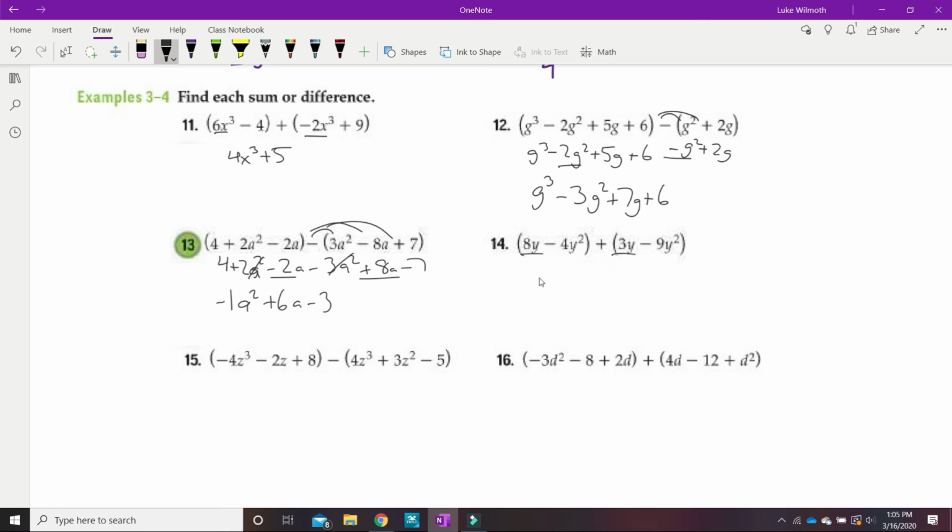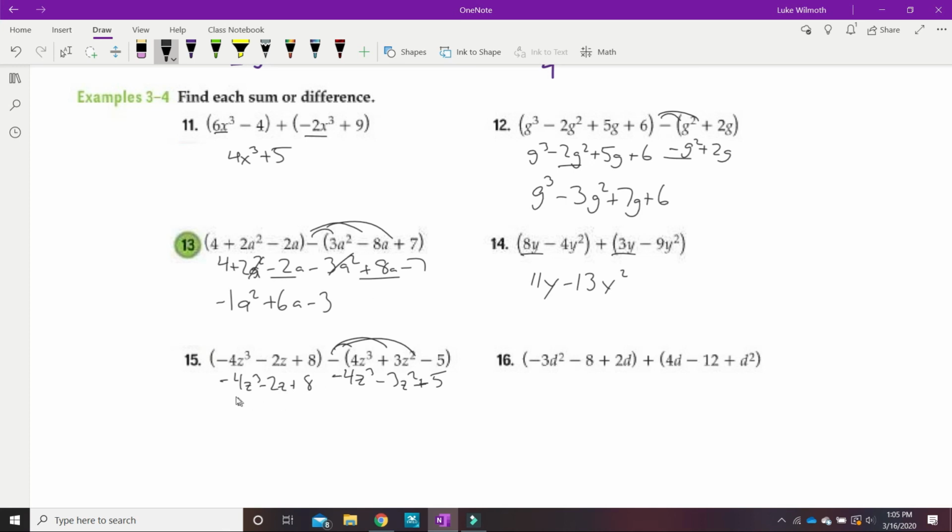This is a plus, so I don't have to rewrite it. 8y combines with a 3y, I get 11y. Negative 4 minus 9 is going to be negative 13y squared. This one is negative, so I have to change all the signs. Negative 4z cubed minus 3z squared plus 5. I almost made a mistake. And then I just copied on everything else.